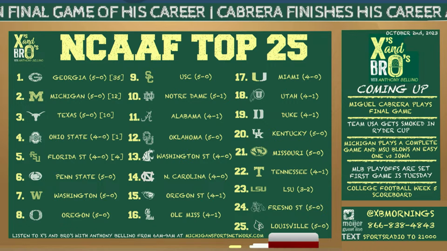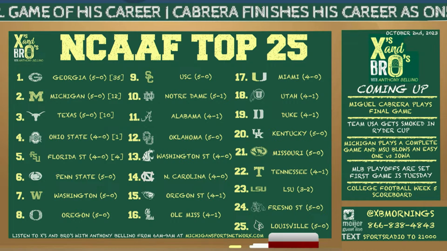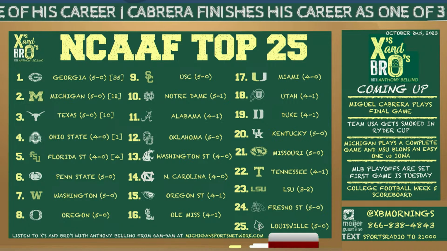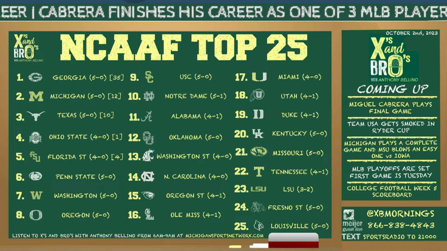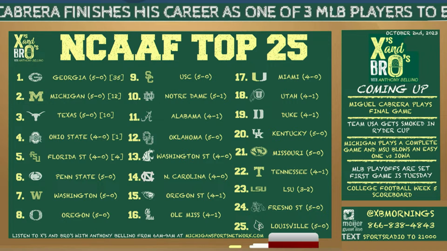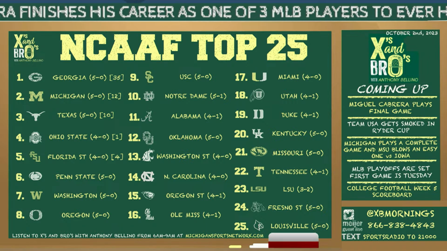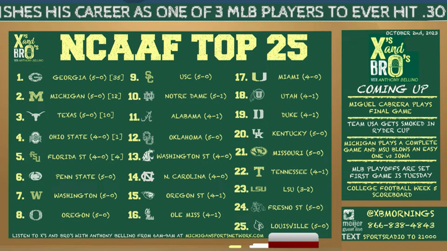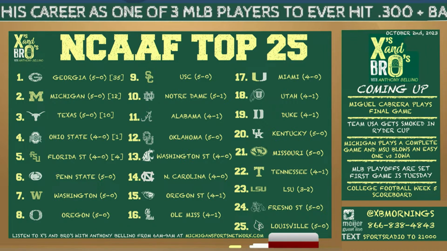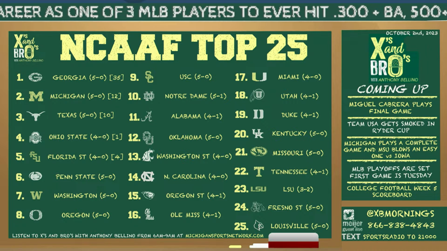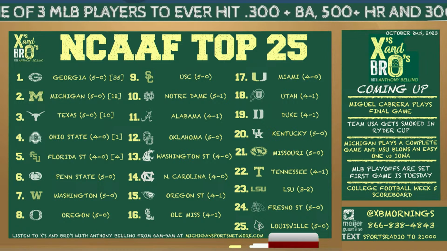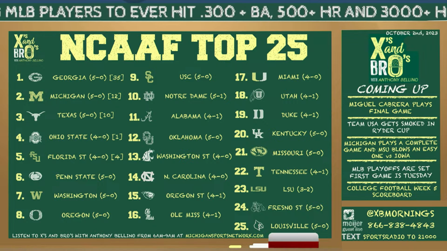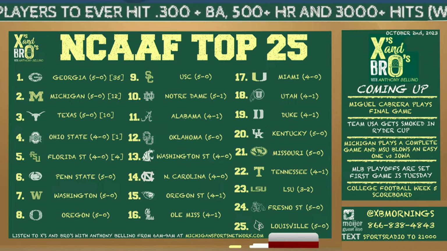Miami is number 17. They're undefeated at 4-0. Followed by Utah and Duke, both 4-1. They're both ranked 18 and 19. Kentucky checks in at number 20 this week at an undefeated 5-0, followed up by Missouri at 5-0. They're 21. Tennessee, they're ranked number 22 in the country at 4-1. LSU is ranked number 23 in the country. They're 3-2. How they're, I don't get it. Whatever. Fresno State is number 24 in the nation, followed up by Louisville at a 5-0 record.